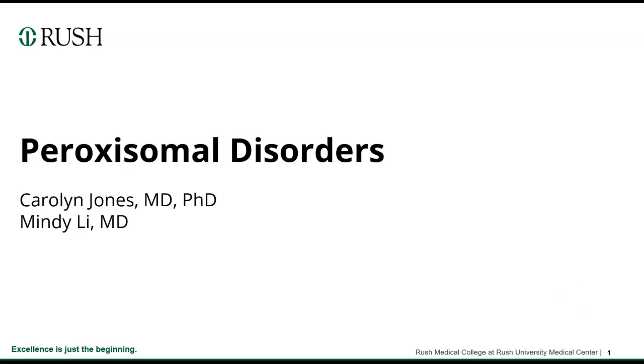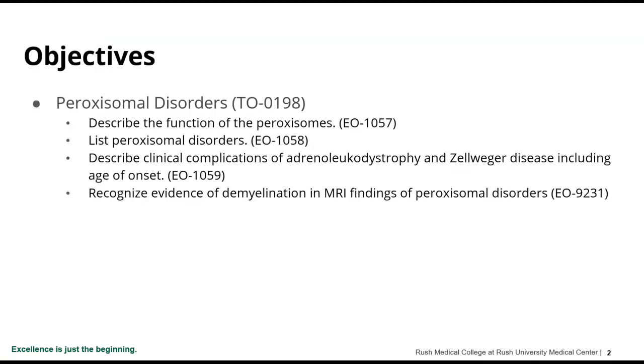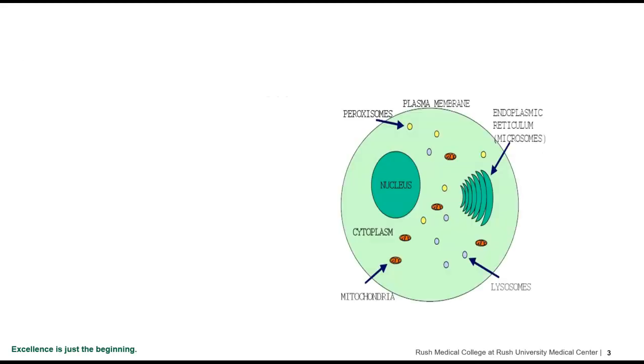Hi, this is a brief presentation on peroxisomal disorders, and again, this is to go with the biochemical material, but this genetic material is primarily going to have to do with the genetic causes and the clinical manifestations. So, peroxisomal disorders: describe the function of a peroxisome, list peroxisomal disorders, describe the clinical complications of adrenoleukodystrophy and Zellweger syndrome, including age of onset, and recognize evidence of demyelination in MRI findings of peroxisomal disorders.